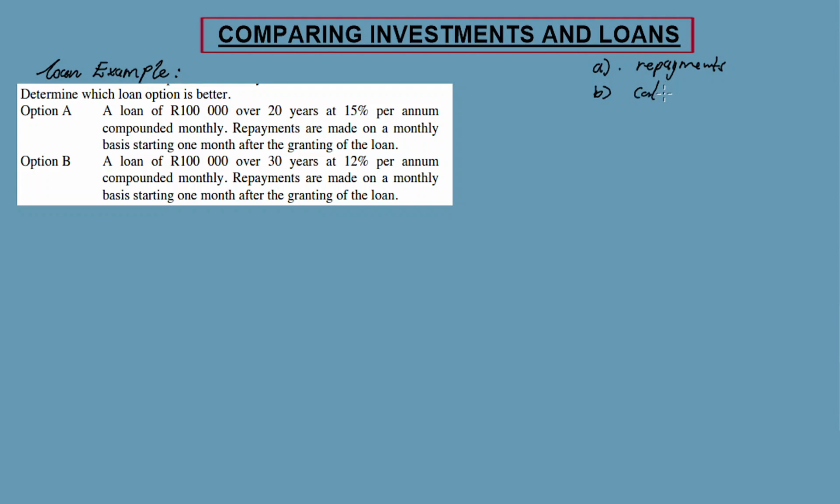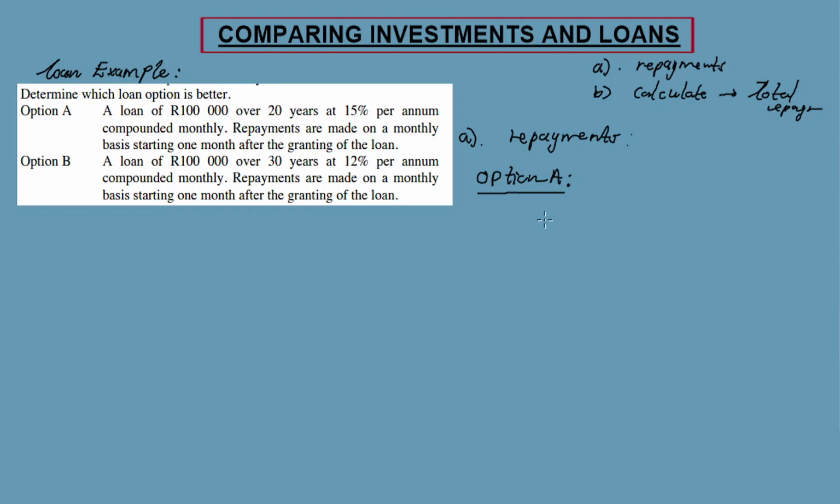Number two, you calculate the total repayments. You start with the monthly repayments, then you calculate the total repayments, then you compare. So we will do it like this. Here we say repayments, we say repayments for option A. We start with option A.